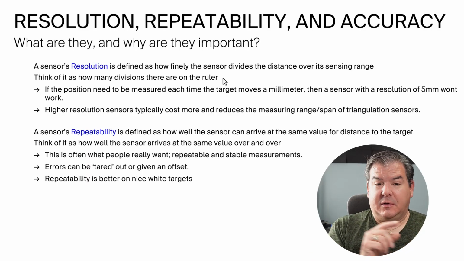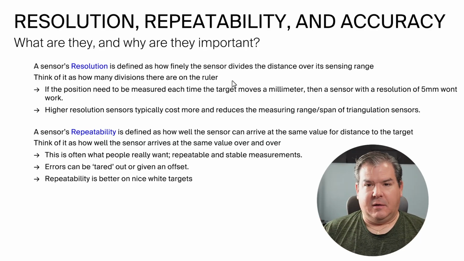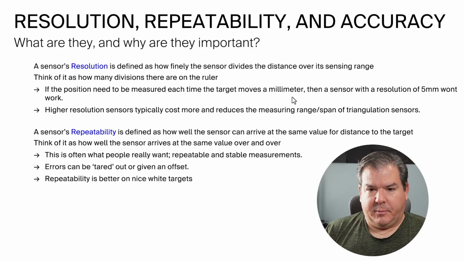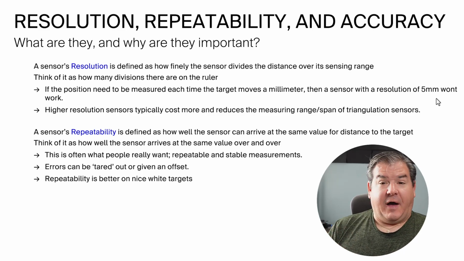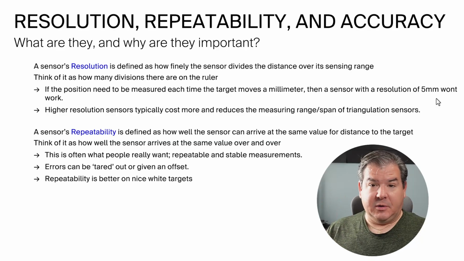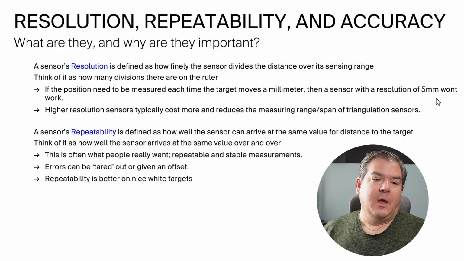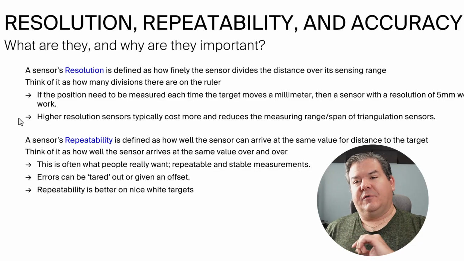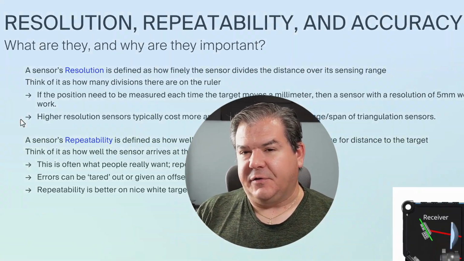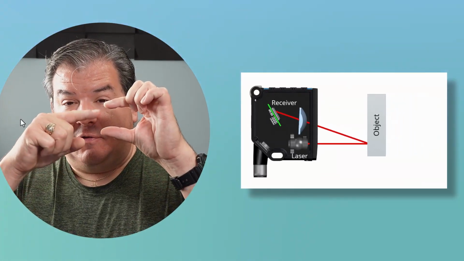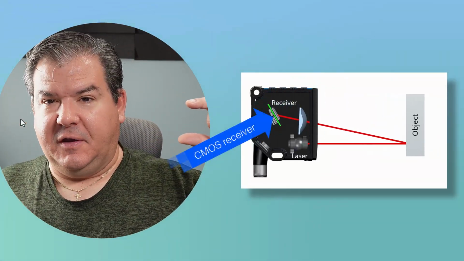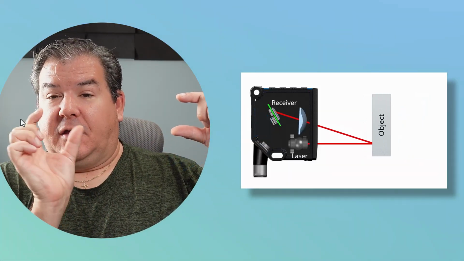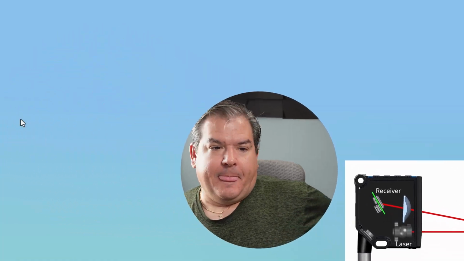If the position that you need to measure each time the target moves is, let's say, 1 millimeter, you're looking for, hey, I need to know what the thickness or the movement is down to 1 millimeter. Then a sensor with a resolution of 5 millimeters won't work, because you can move anywhere in that 5 millimeter range and the output doesn't change. Higher resolution sensors typically cost more. But it also reduces the measurement span, especially with triangulation sensors. With triangulation sensors, we only have so many segments on a receiver, and the finer we get that, the higher the resolution, the more that span it can move really shortens up.